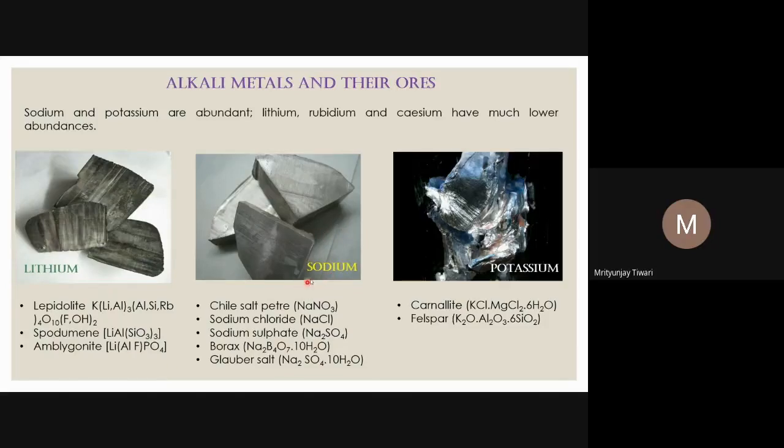The ores of sodium, the sources from where we get sodium, include Chile saltpeter, whose chemical formula is sodium nitrate. The sodium chloride, we know, NaCl, the salt. And sodium sulfate, Na2SO4, which is also a salt.